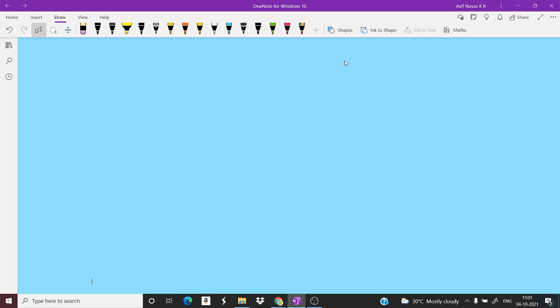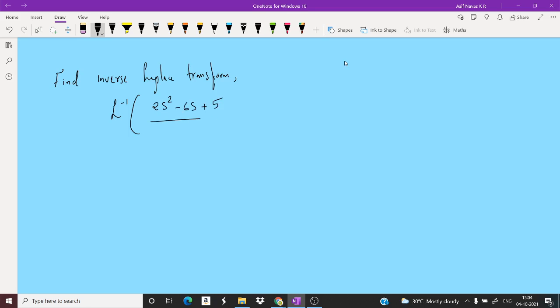I will do some other problems where we will use partial fraction. So the next problem is find the inverse Laplace transform of L inverse of 2s square minus 6s plus 5 divided by s cube minus 6s square plus 11s minus 6.